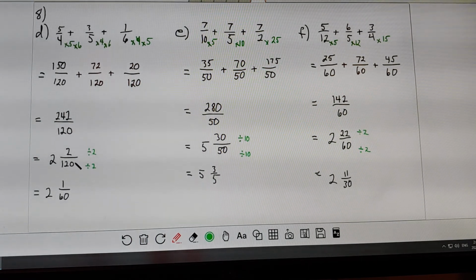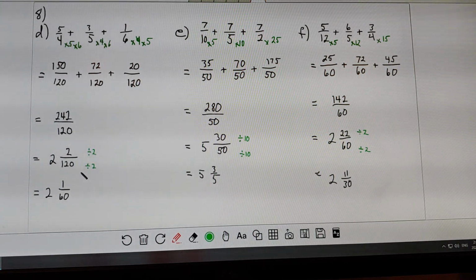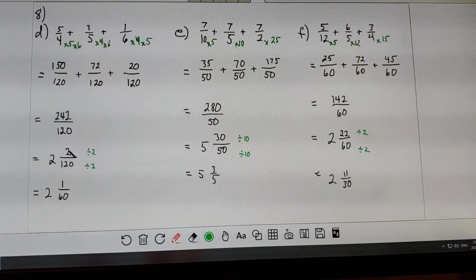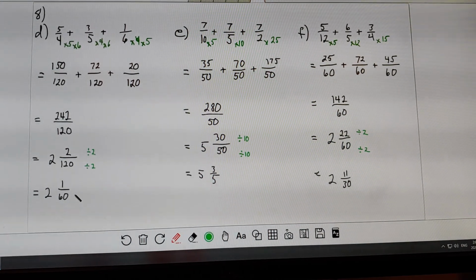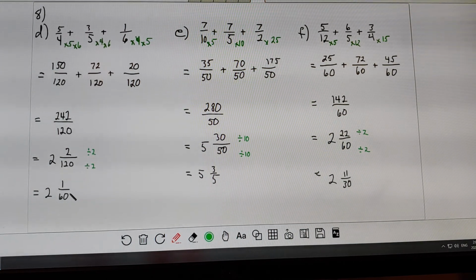Now I'm looking at this. Is this lowest terms? Well, no, we can divide by the prime numbers. So I'm going to divide by 2 and divide by 2, and I get 1 over 60. I know that's not going any lower, so that's done.